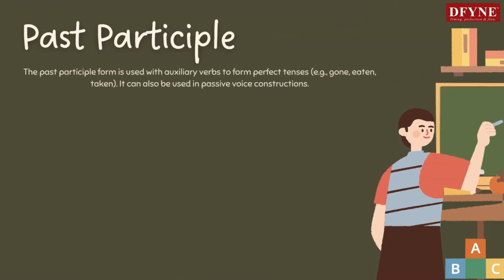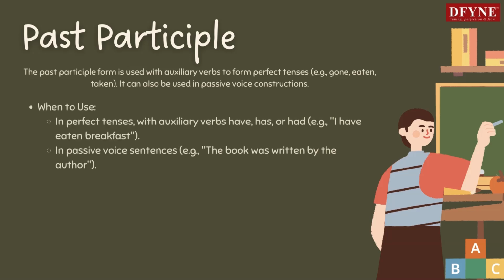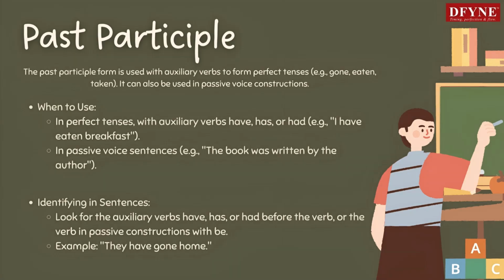The past participle form is often used with auxiliary verbs like have or has to create perfect tenses. For example, the past participle of go is gone, so we say I have gone to the store. Now, solve these if you can.